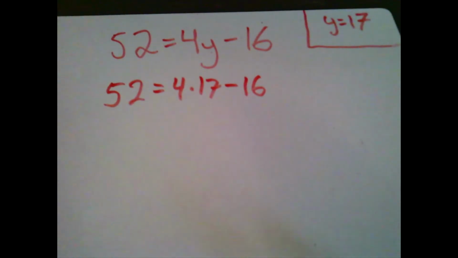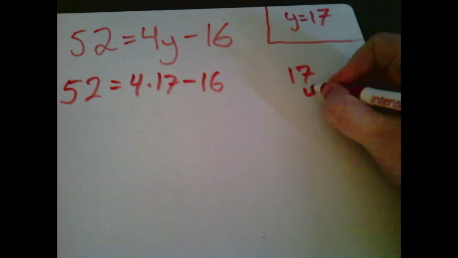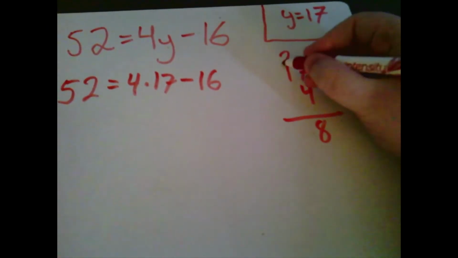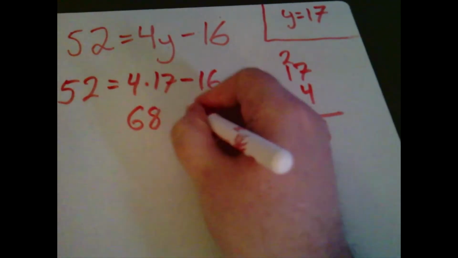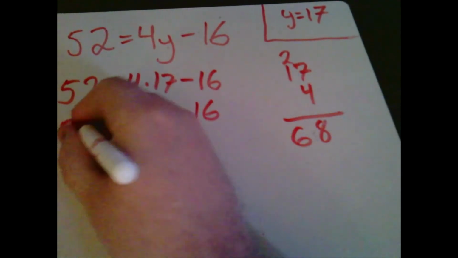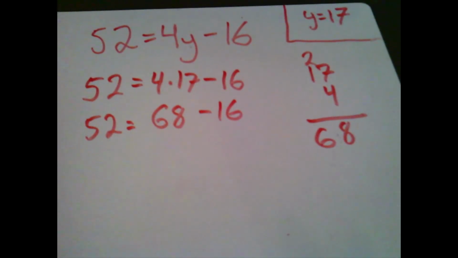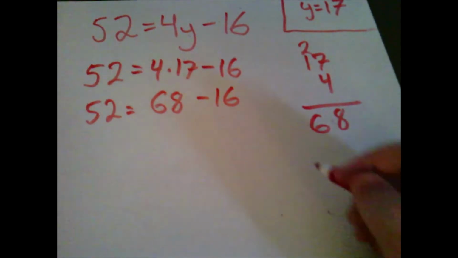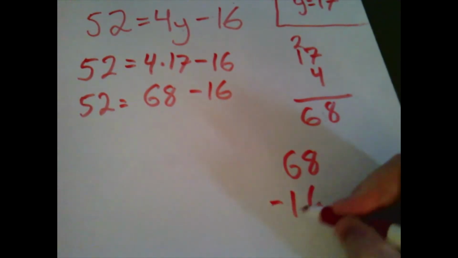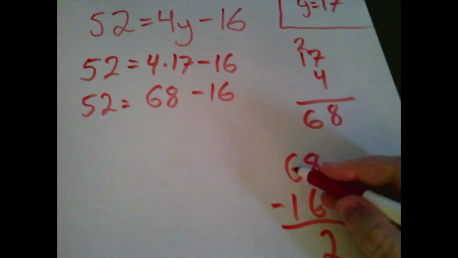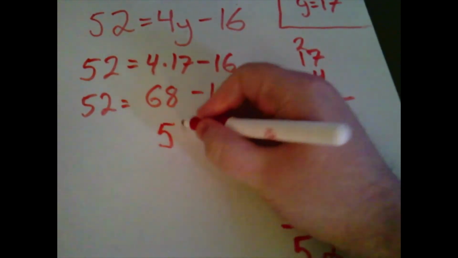All right. 17 times 4, well, I don't know that off the top of my head, but we can find out, can't we? That would be 68. This would be 68 minus 16. 52 equals 68 minus 16. 68 minus 16, well, I know what it is off the top of my head, but let's just make sure that you can see where this comes from. 68 minus 16, 8 minus 6 is 2, 6 minus 1 is 5. 68 minus 16 is, in fact, 52.